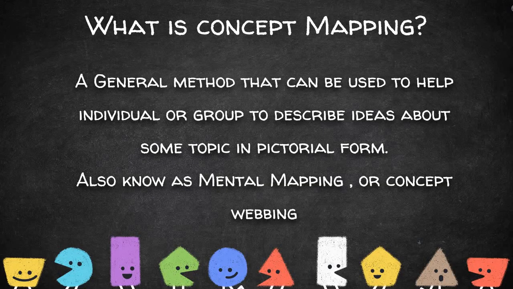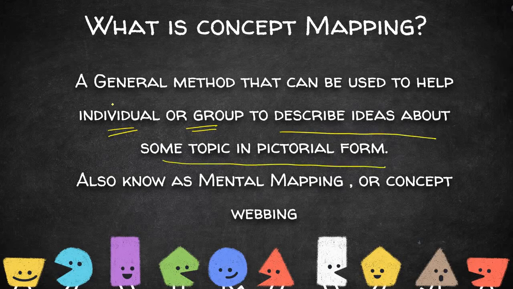Well, concept mapping is a general method that can be used by an individual or group to describe ideas about some topic in pictorial form. So you want to describe some abstract idea or some concept using some pictorial notation. So what is this pictorial notation all about? What is this pictorial form all about?